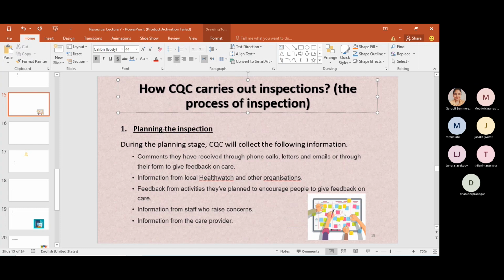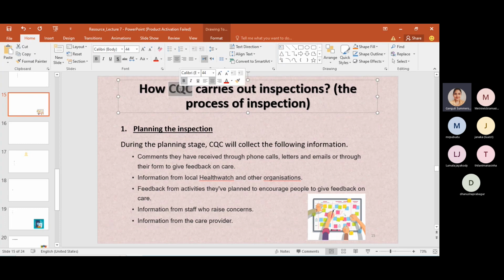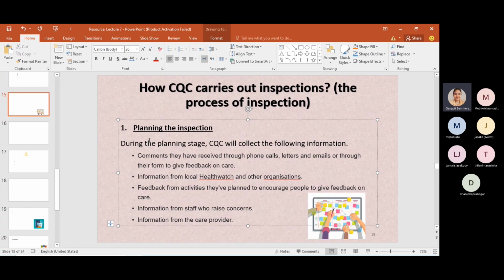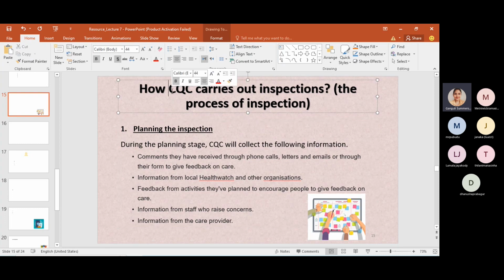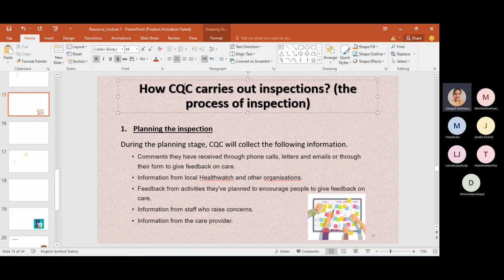In this lesson we are learning about the process of inspection done by CQC. This particular process is valid only to the CQC. Do not misunderstand that this is the process done by all the regulators. That's not the case. This is how CQC carries out inspections.